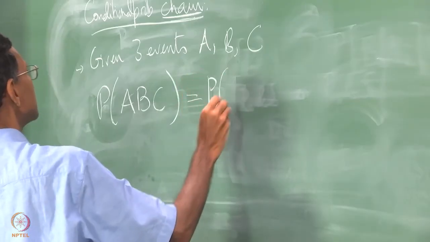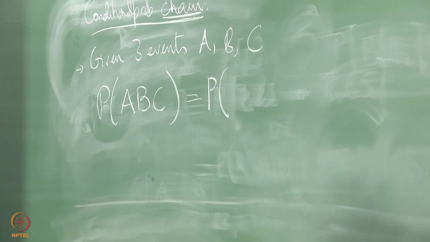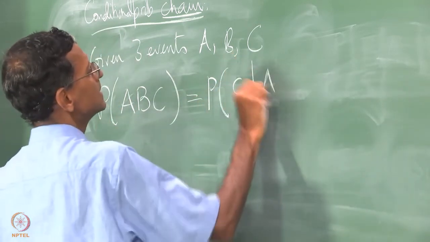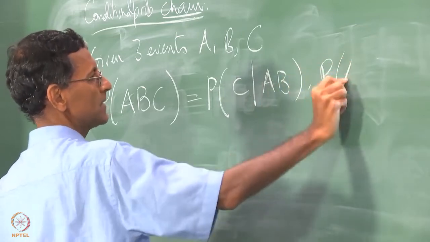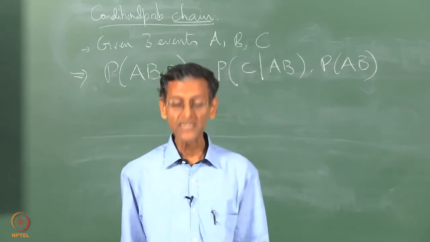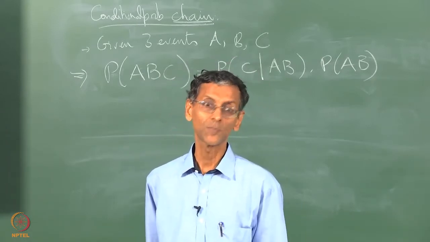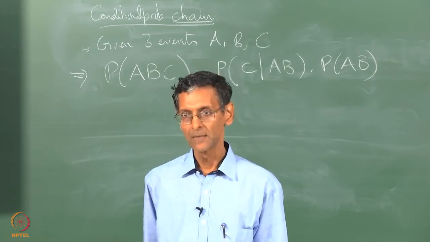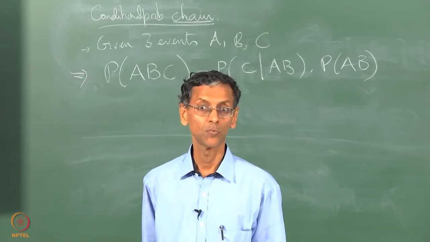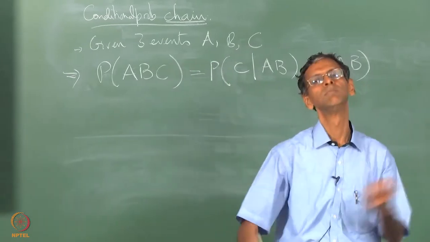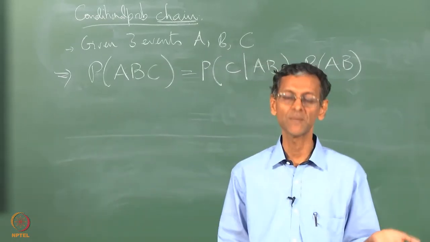So one way of simplifying this is to condition on the event AB. So I can condition on AB and get P of C given AB times P of AB. This is exactly by definition, assuming that the probability of ABC is non-zero, and the probability of AB cannot be 0 either. So we are assuming that all the conditioning events have positive probability. In turn, this P of AB can itself be written as P of B given A into P of A.